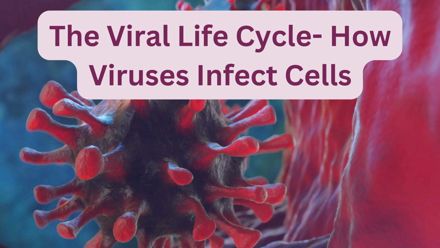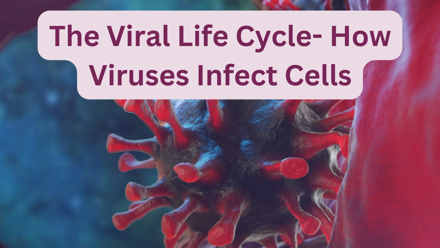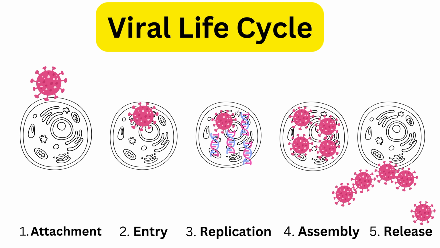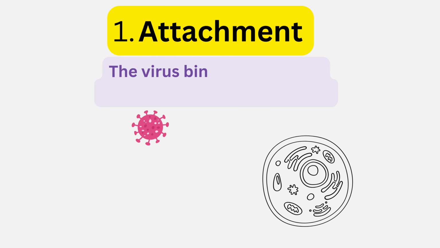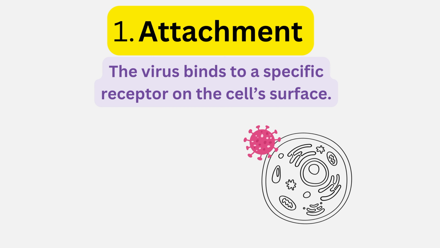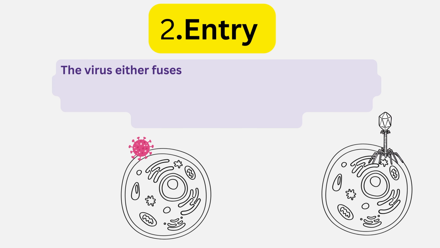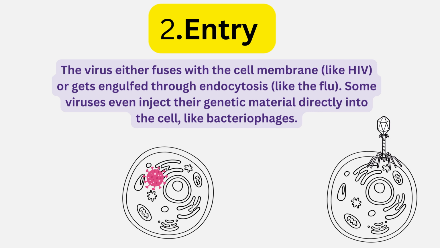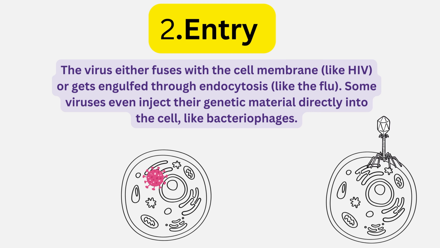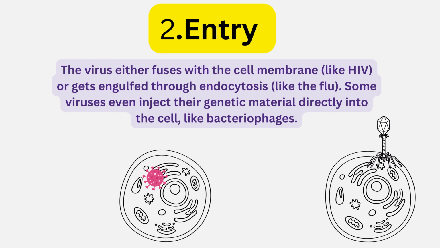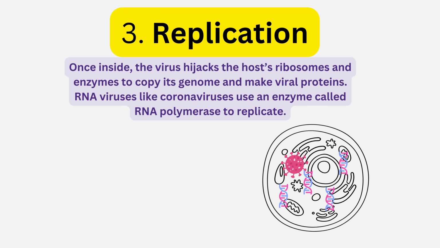Now let's jump into the viral life cycle, which is how viruses infect cells. So the viral life cycle has 5 main stages: attachment, entry, replication, assembly, and release. We'll begin with attachment, where the virus will bind to a specific receptor on the cell's surface. Here we have an animation of that happening. Then we jump into entry, where the virus fuses with the cell membrane or gets engulfed through endocytosis. Some viruses even inject their genetic material directly into the cell, like bacteriophages. On the left, we have a virus entering the cell, and on the right, we have a bacteriophage.